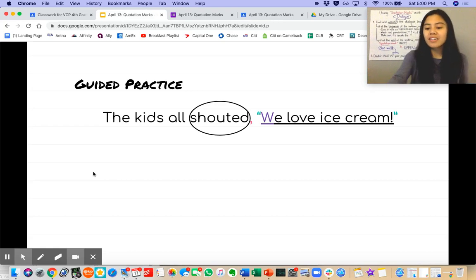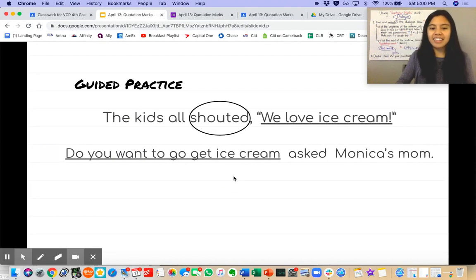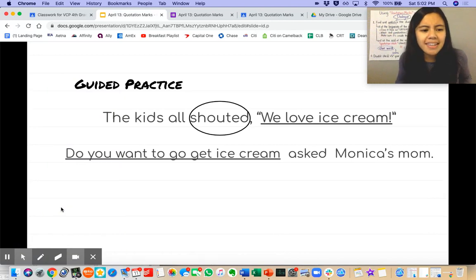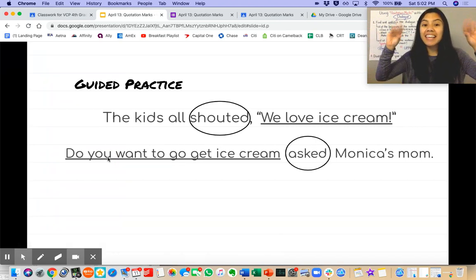Scholars, let's read another sentence. "Do you want to go get ice cream?" asked Monica's mom. As a good reader, I need to look for where I see the dialogue or the words being said. It sounds like "Do you want to go get ice cream?" is what Monica's mom is asking. Let's underline it. How did I know that this was dialogue? What clue word did I see in this sentence? If you said asked, give yourself a high five. Right. Asked is my clue word. It shows me that someone is saying something.